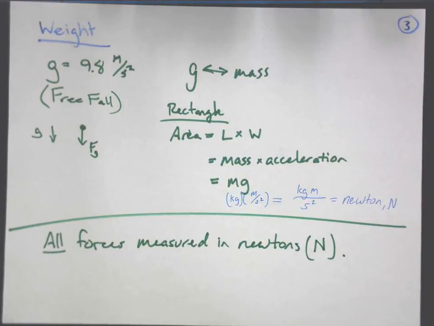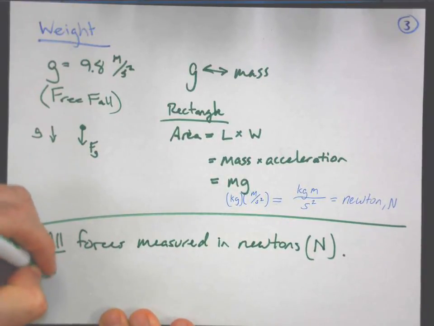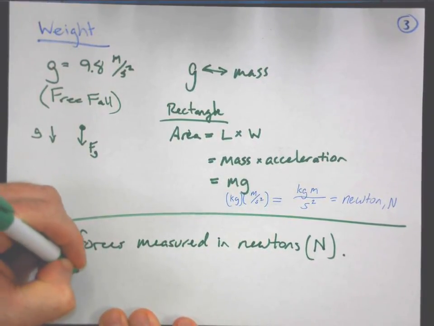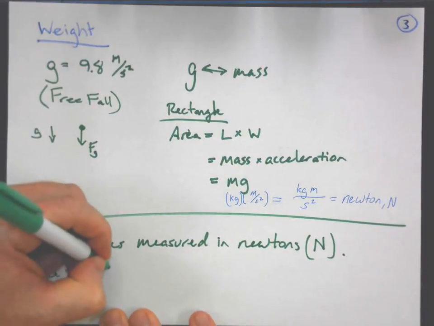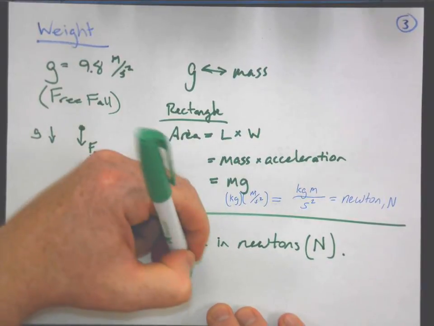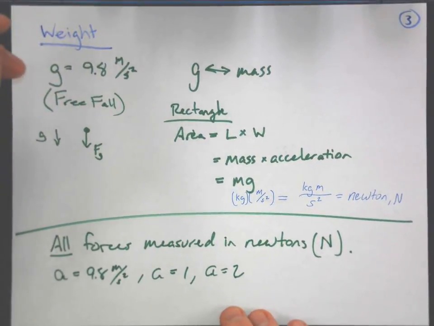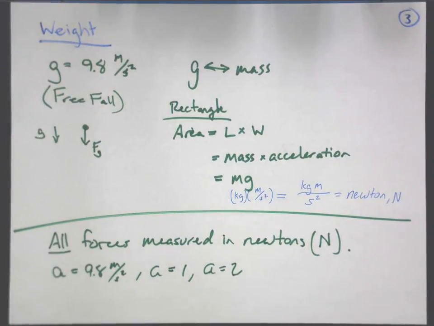And it also turns out that the acceleration an object experiences does not have to be 9.8. So acceleration could be 9.8 meters per second squared. It doesn't have to be. It could be anything else. Acceleration could be 1. It could be 2. It could be 17,000. I mean, whatever you need. And this is really interesting.